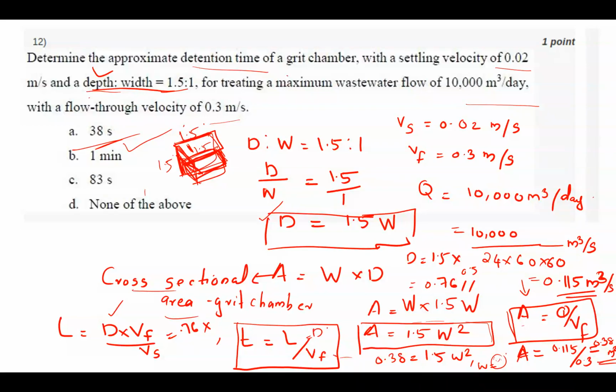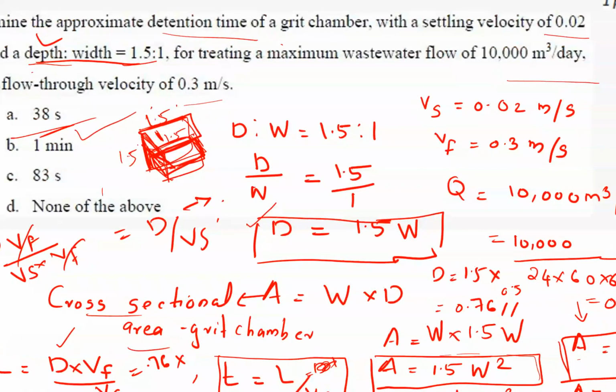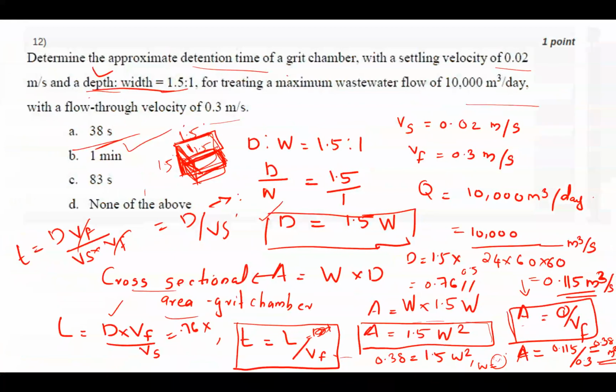You can put it so that VF cancels. That way also you can do. T is equal to L, which means D times VF by VS, then VF will cancel and D by VS you can do, and you will get the answer. So the answer is 38. Yes, 38 you can put. That is the answer. Got it?